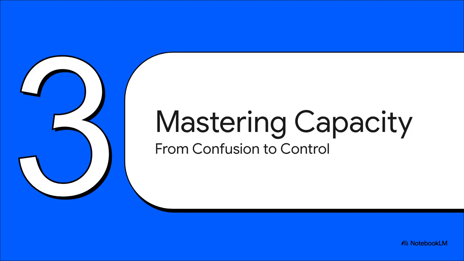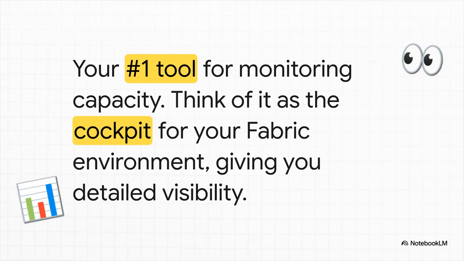Okay, I know that sounds absolutely terrifying, right? But here's the good news. You are not powerless in this situation. Now that we get the risks, now that we understand the rules, we can talk about the tools and the strategies you need to go from confusion and fear to being in total proactive control. And your number one weapon in this fight is the Fabric Capacity Metrics app. Seriously, you need to think of this as the cockpit for your capacity. It's a free app from Microsoft, and it gives you this incredibly detailed view into exactly what is happening, who's using what, and when your capacity is getting stressed.